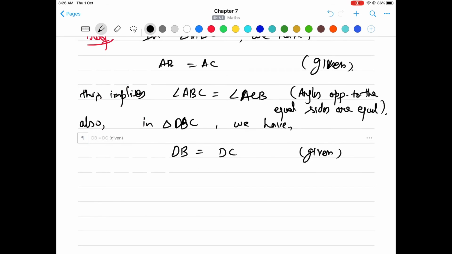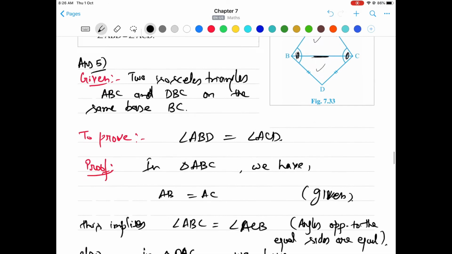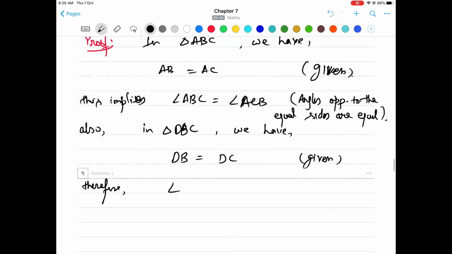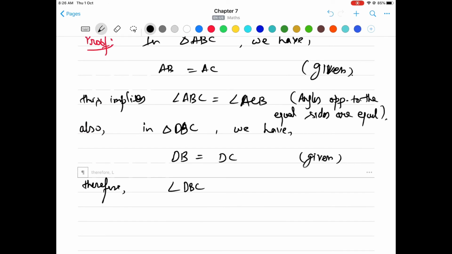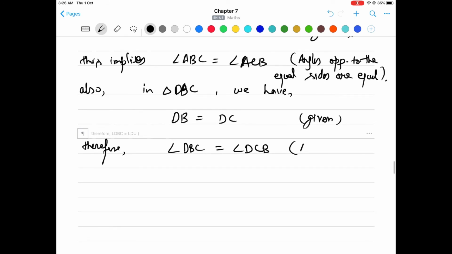Therefore, angle DBC and angle DCB will be equal. This is again by the property that angles opposite to the equal sides are equal. So write that property again.